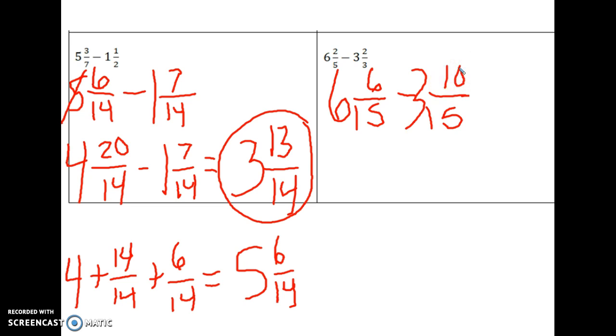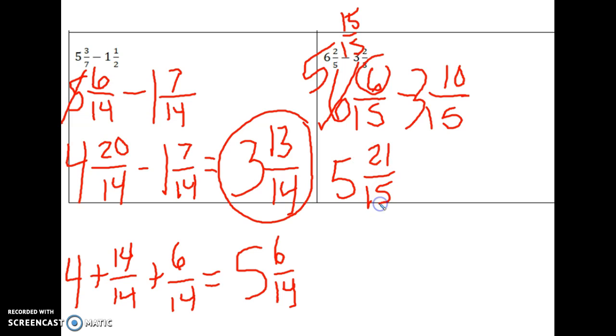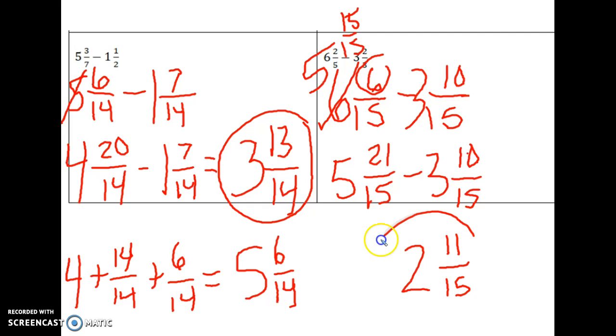I can't take 10/15 from 6/15, so I borrow and make that 5. I have 15/15 that needs to be added on to the 6/15. So now I have 5 21/15. That is equivalent to 6 6/15. And I'm subtracting 3 10/15. Go ahead and subtract your numerator. So 21 minus 10 is 11. Denominator stays as 15. 5 minus 3 is 2. Answer is complete.